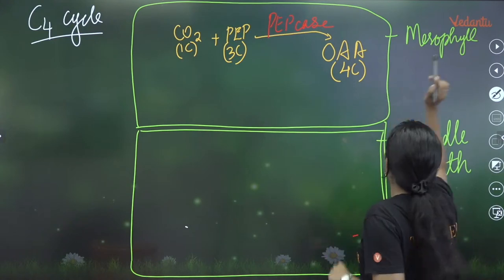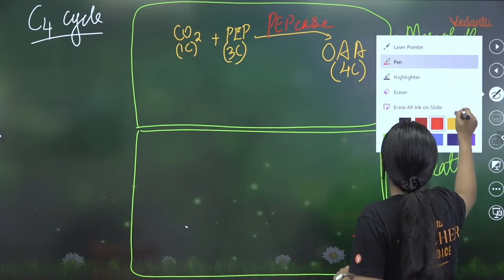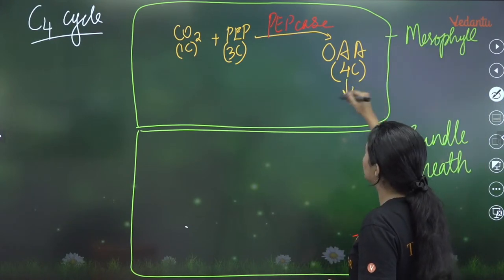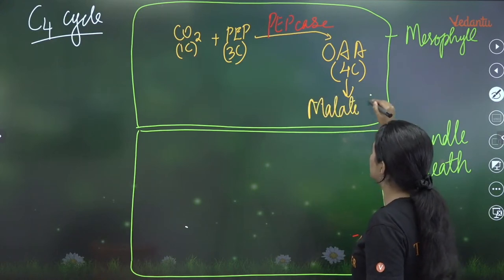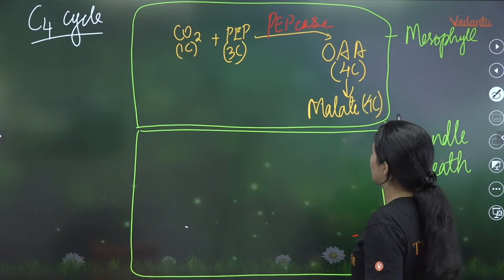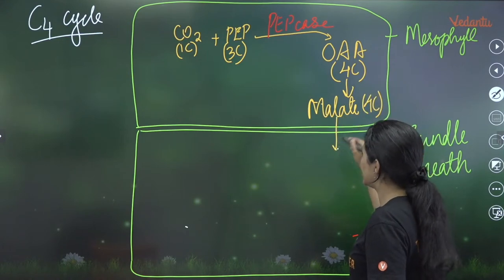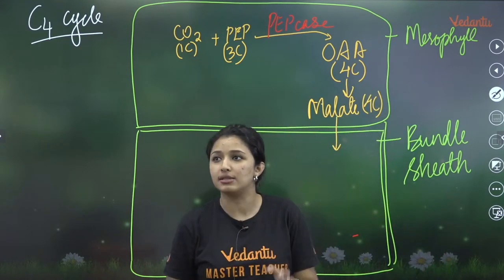Now this oxaloacetic acid gets converted into malic acid. Malate is malic acid, which is also four carbon. This malic acid moves into the bundle sheath cells.